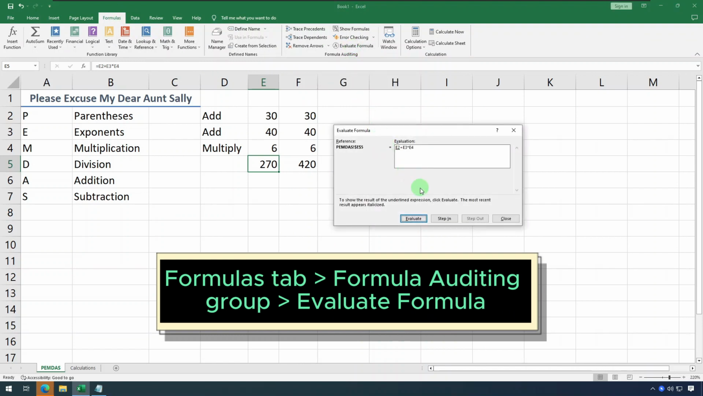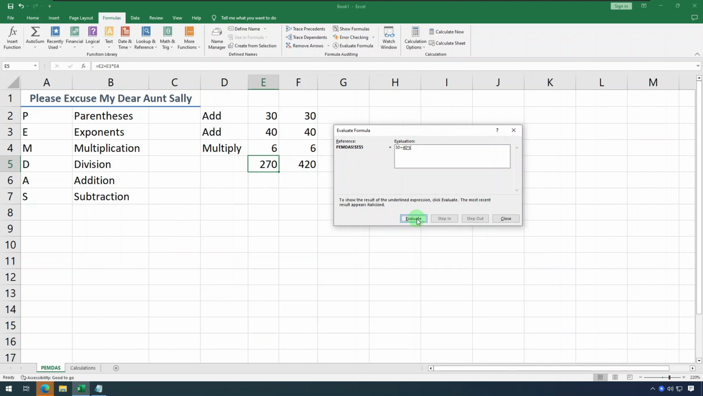Now I'm going to click Evaluate to go through and show you how Excel is calculating this. So we have the 30, the 40, and the 6. Now, because of the order of operations, that 40 times 6 is going to calculate first. So that's why we get 240.